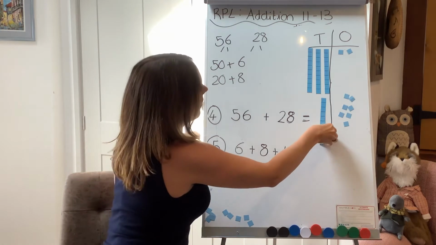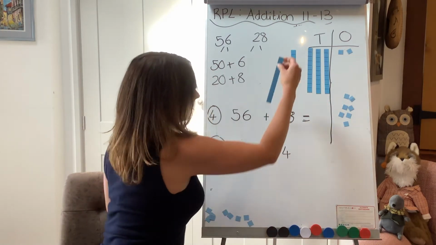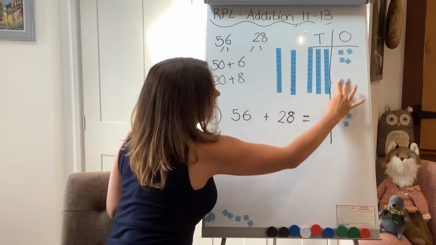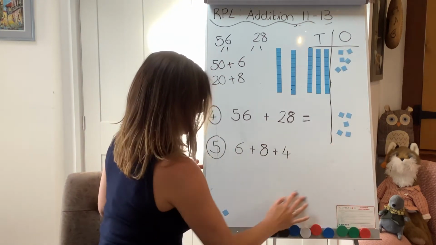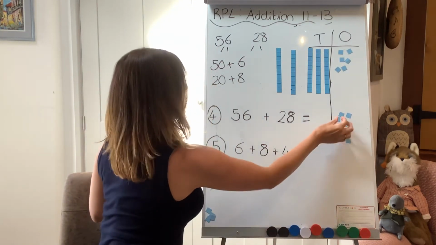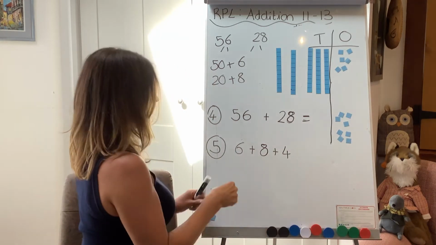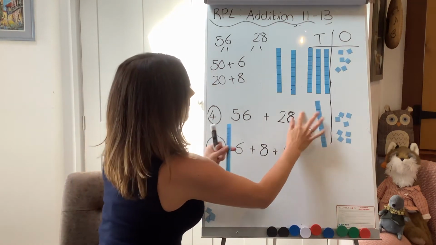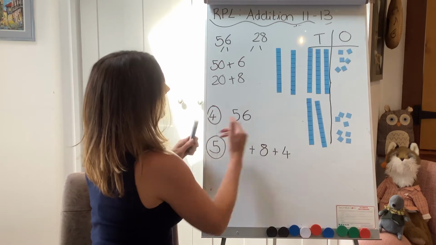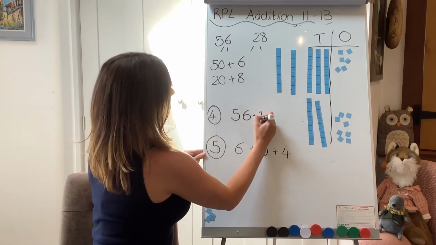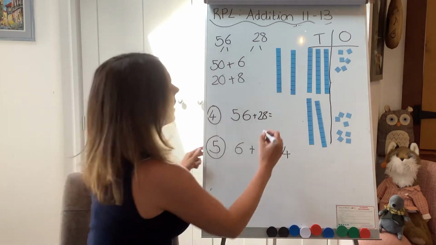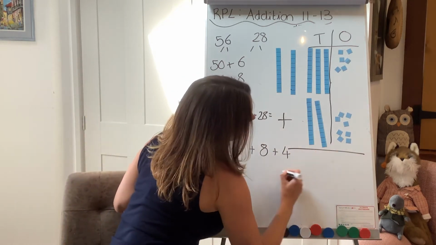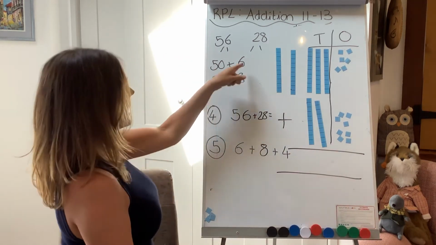So we'll make our 56, and then we're going to make 28. Let's just move that away a little bit. Okay, so adding the ones first, we're doing addition, and so 6 and 8.